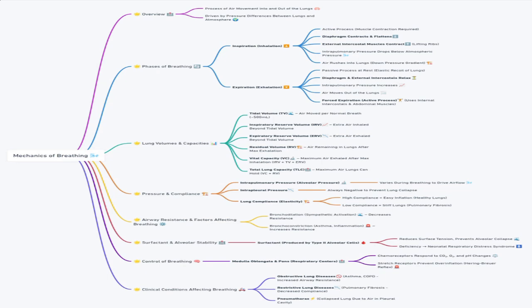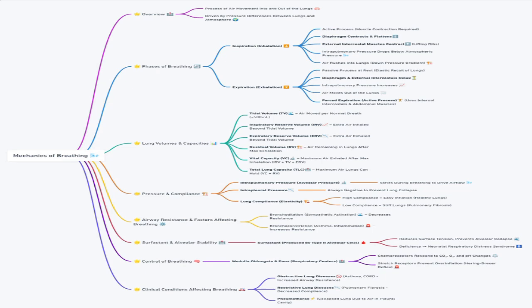And inspiration is actually an active process. So the main inspiratory muscles are the diaphragm and the external intercostal muscles, and there are also accessory muscles of inspiration, like the sternocleidomastoid and the scalene muscles, whether anterior, middle, or posterior scalene muscles. But expiration is normally passive.